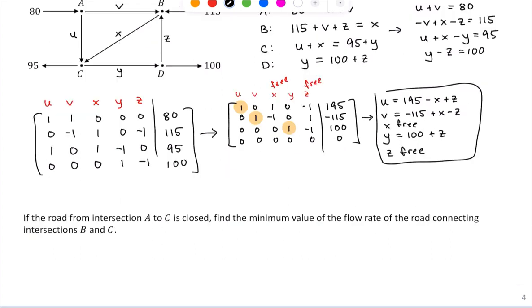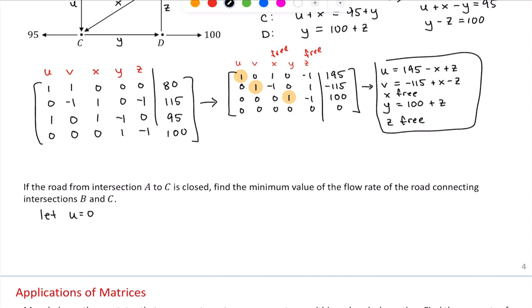Let's read this next sentence here. If the road from intersection A to C is closed, find the minimum value of the flow rate of the road connecting intersections B and C. Looking at our image, so let's assume that A to C is closed. So that means the flow rate U would be 0. And then this question is asking us to consider what would be the minimum value then acceptable for this flow rate connecting B to C, so the minimum value of x.